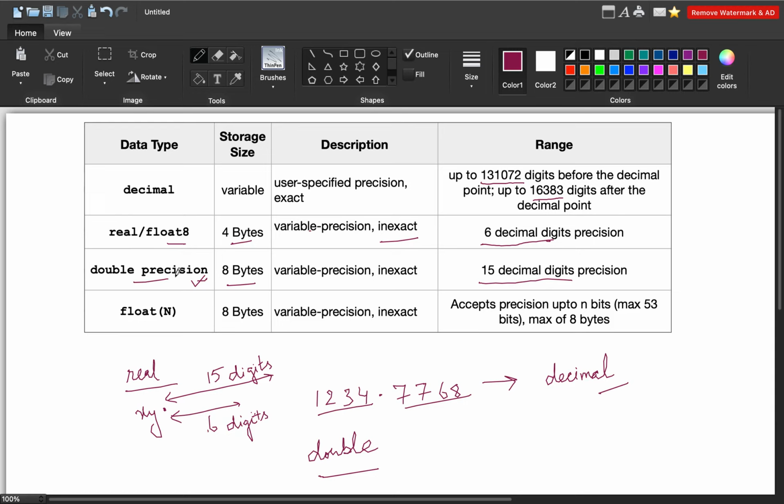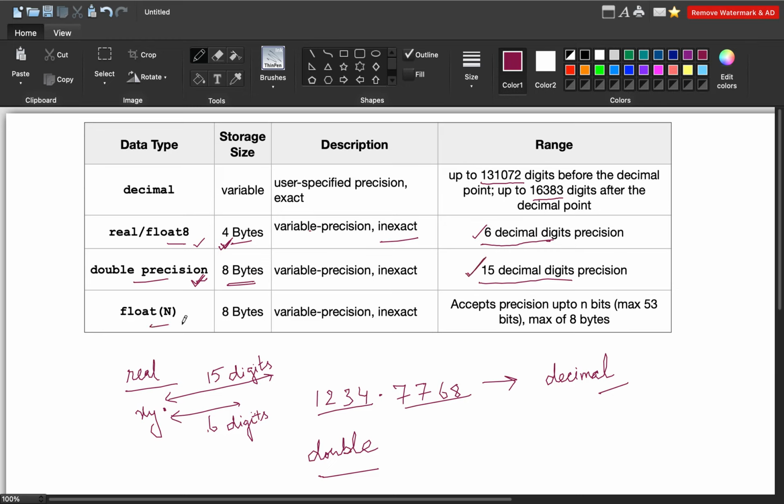So in terms of storage, the type of value they store is the same. They store decimal numbers, but the difference is only in terms of storage size. So real or float 8 stores up to 8 bytes, whereas double precision stores up to 8 bytes. And if you're talking in terms of precision value, that is the number of digits after the decimal, then real stores only 6 digits after the decimal, whereas double precision will store 15 digits after the decimal.